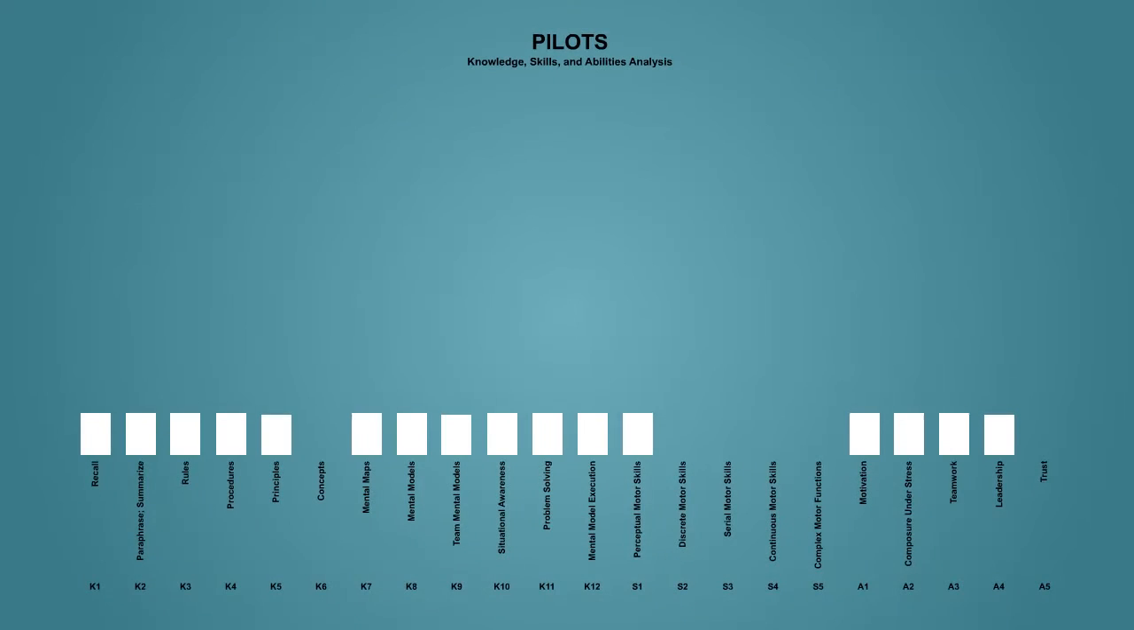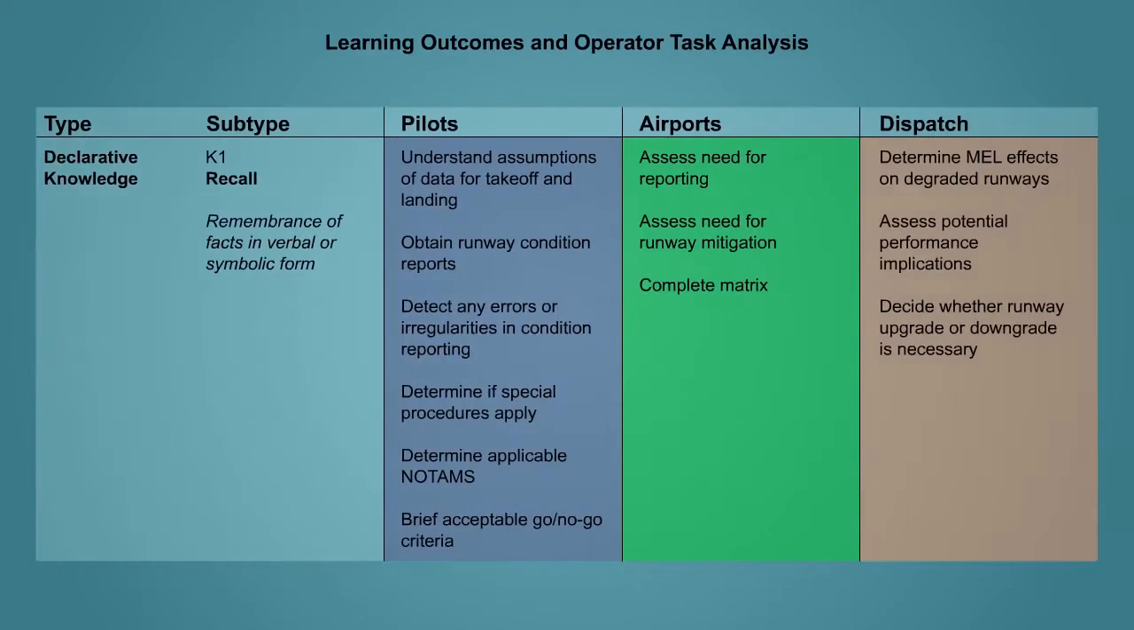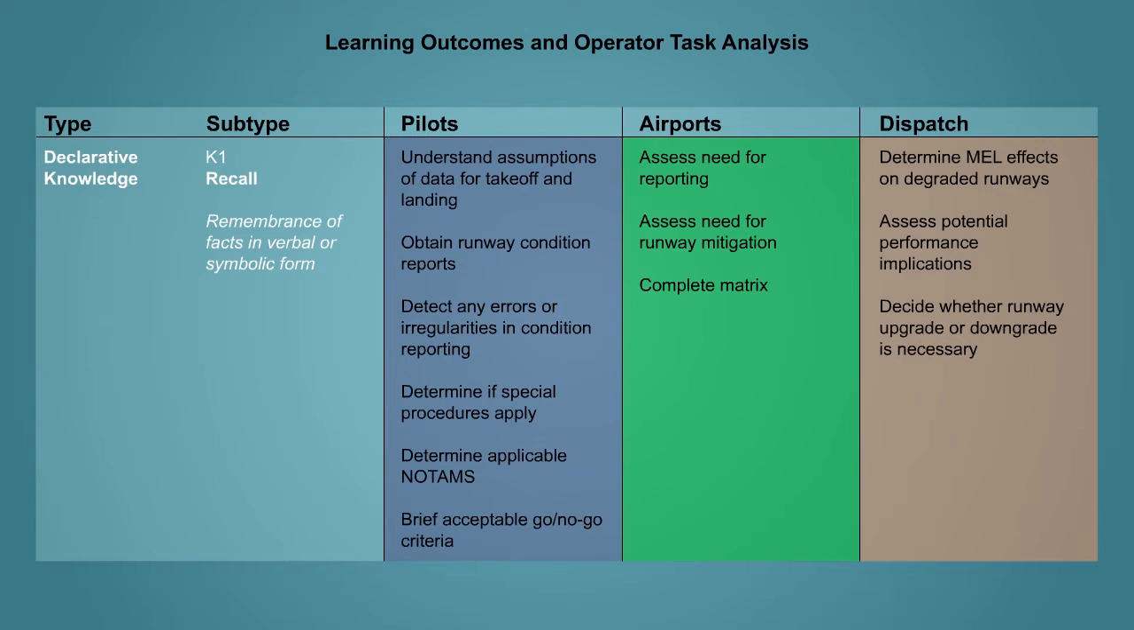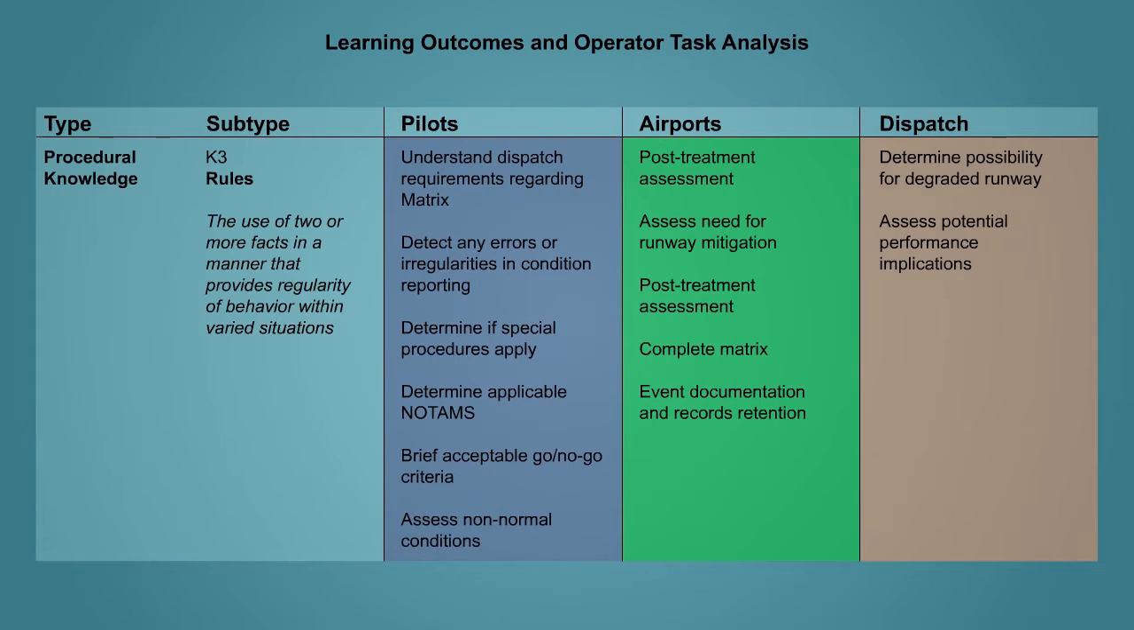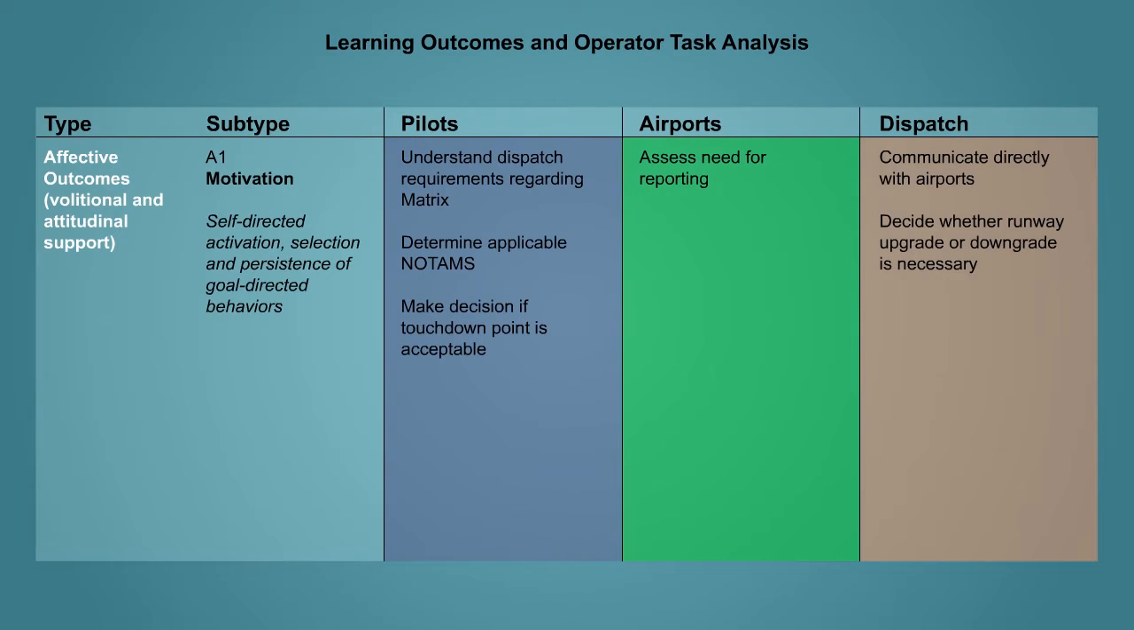This team took the initiative and conducted a detailed task analysis to identify the tasks and the learning outcomes for each stakeholder involved in these procedures. The learning outcomes were determined using several criteria, beginning with tasks that required declarative knowledge at a basic recall level, such as knowing the assumptions surrounding data for takeoff and landing, to handling tasks that required procedural knowledge, such as knowing how to assess non-normal conditions. At an advanced level, these learning outcomes were mapped to cognitive, execution, and affective skill levels, such as assessing go-no-go criteria, detecting errors or irregularities in condition reporting, and making decisions regarding acceptable touchdown points.